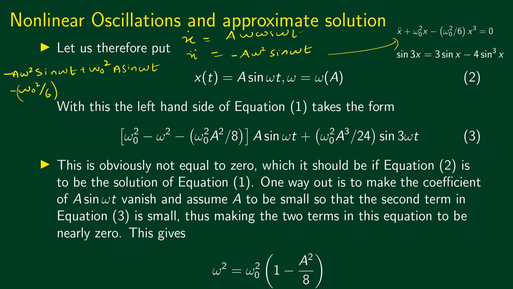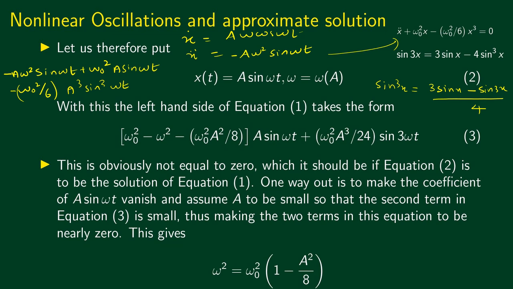Minus omega 0 squared divided by 6, x cubed, that is a cubed sin cubed omega t. In sin cubed x in this formula, we have this trigonometric identity: sin 3x is equal to 3 sin x minus 4 sin cubed x. So sin cubed x is equal to 3 sin x minus sin 3x, divided by 4.